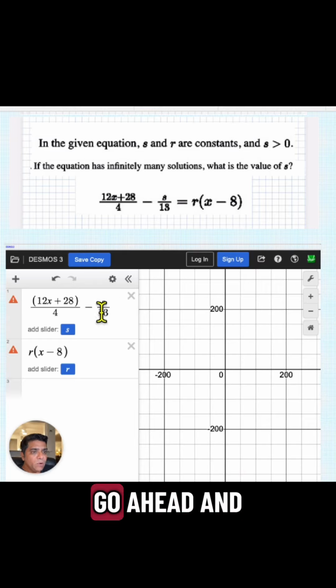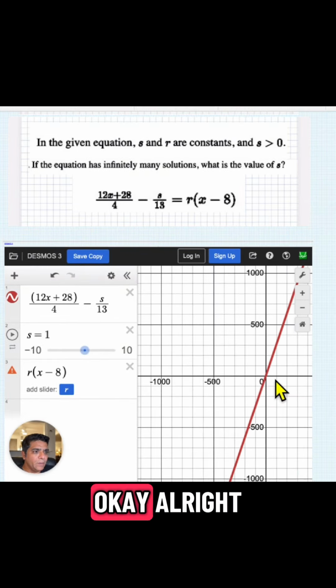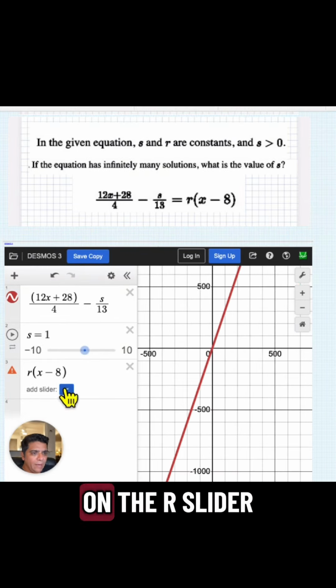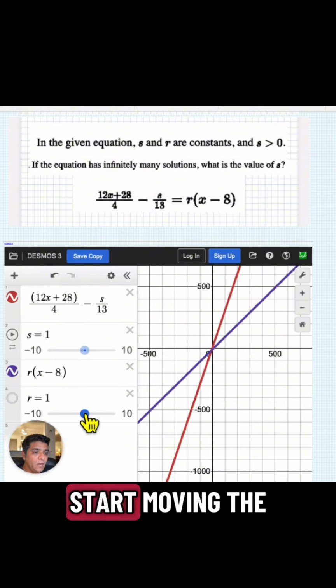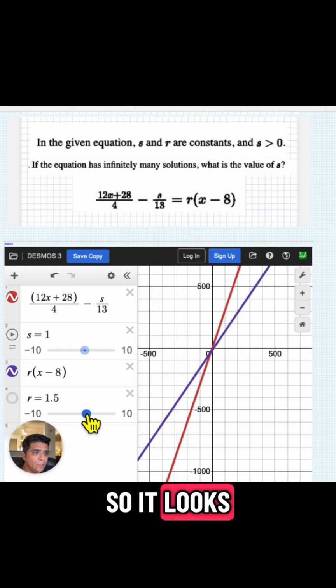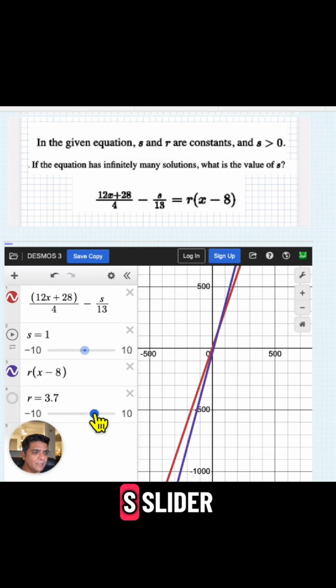Okay, so let's go ahead and click on the S slider, and here we have a graph right there. Okay, all right, very good. Now if I click on the R slider, what's going to happen is we get another graph. Now I'm going to start moving the R slider so it looks more or less parallel to the S graph.